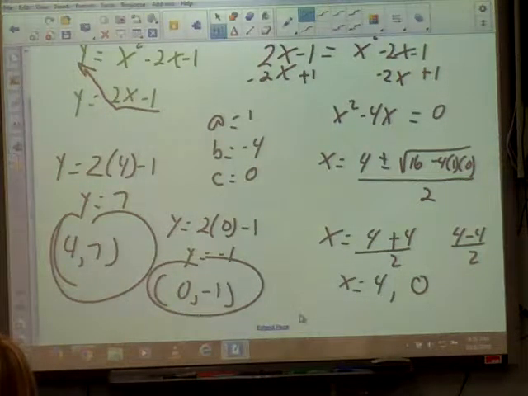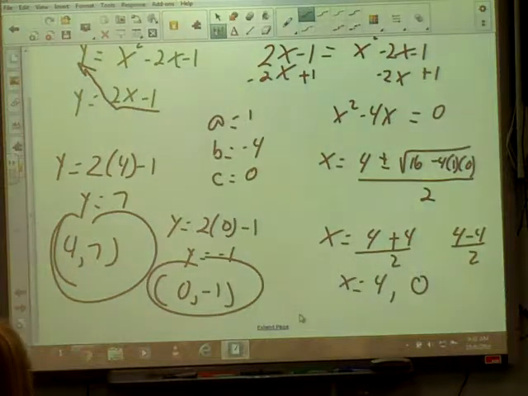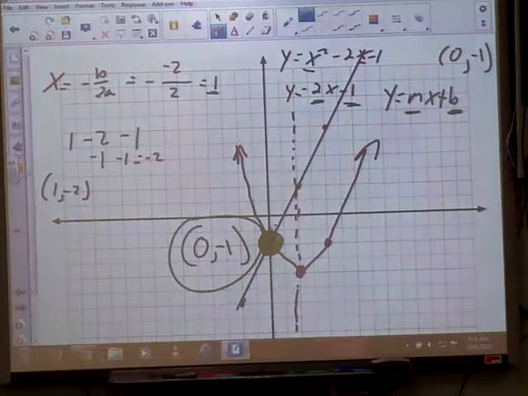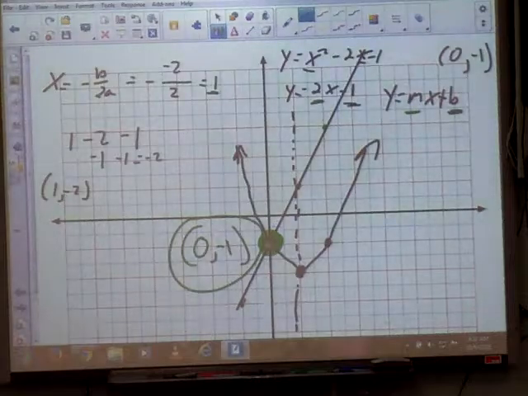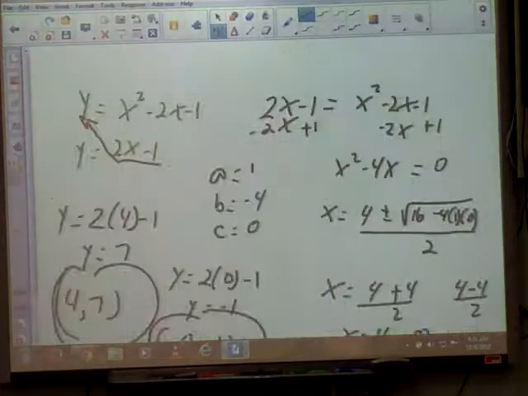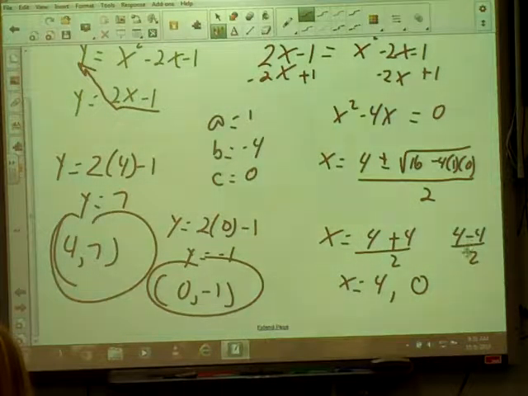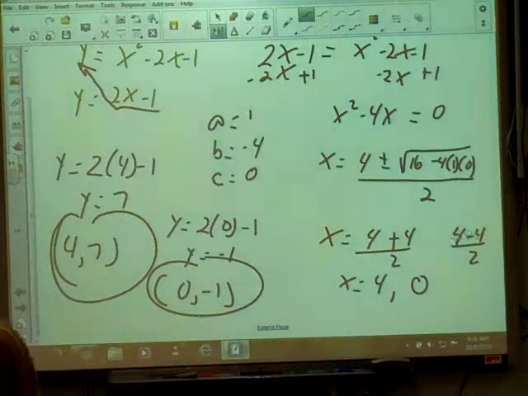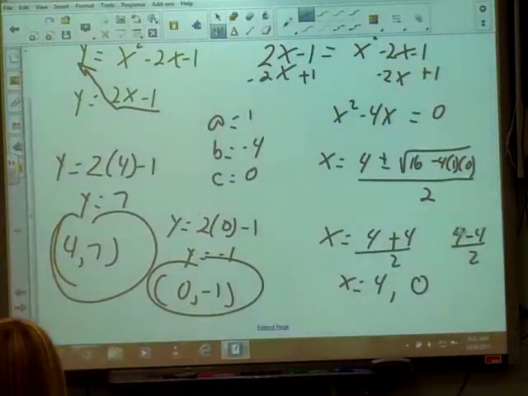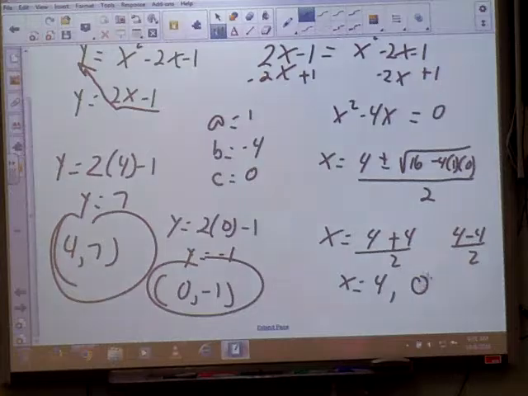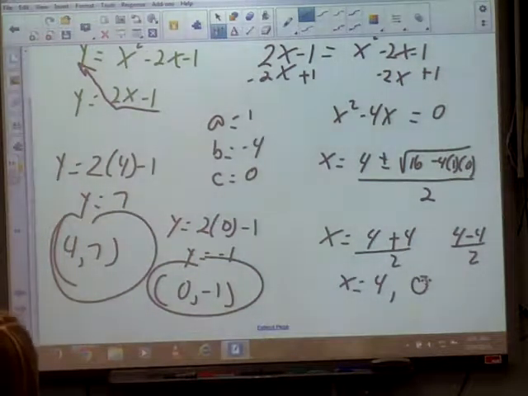So I'm going to have y equals 2 times 4 minus 1. Plug the 4 in there first. So that's 8 minus 1, which is 7. So I've got the point 4, 7, which still wasn't one of my answers from earlier, but I'm not done yet. Now I've got the 0 to plug in. So y equals 2 times 0 minus 1, which is 0 minus 1, which is negative 1. So I've got 0, negative 1. So I just found two places where that line and parabola would intersect.